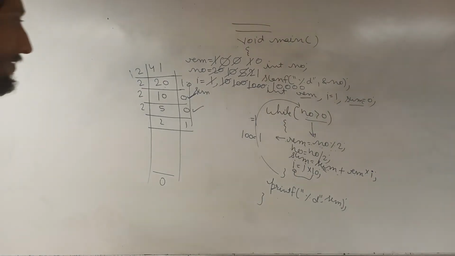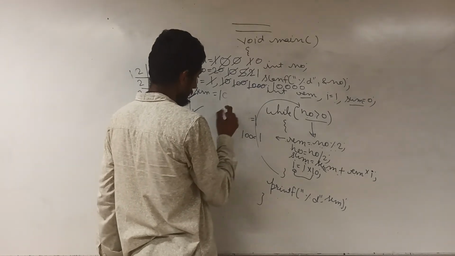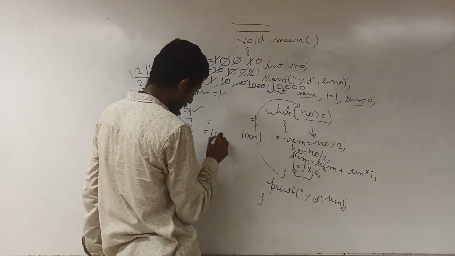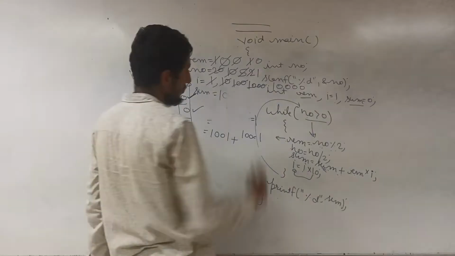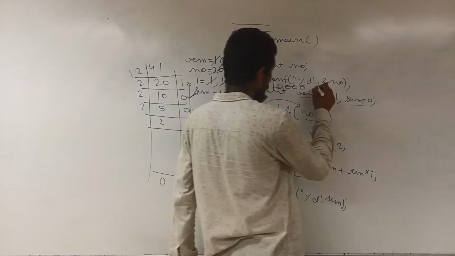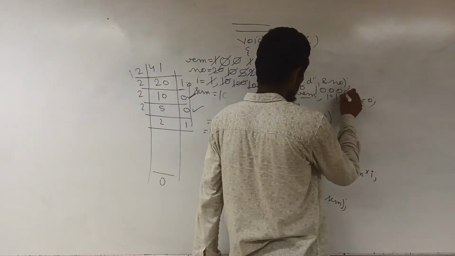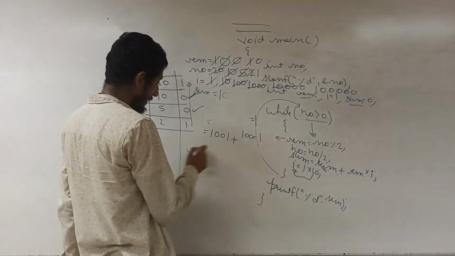So the initial value of sum was 10. Sorry, let me write here. 1001 plus what is the remainder? The remainder is 0, so there is no need. Okay. Next time the value of i becomes 100000. Then you can calculate this one and you will get the answer.